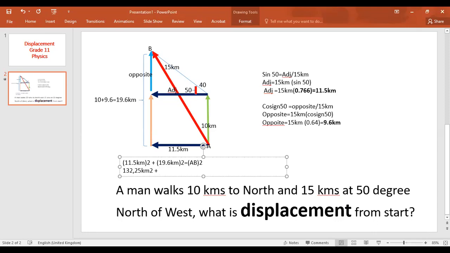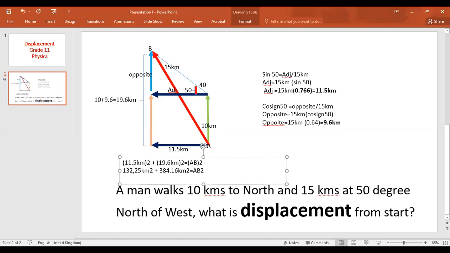And 19.6 kilometer square is 19.6 times 19.6 equals 384.16 kilometer square, which is equal to AB square.